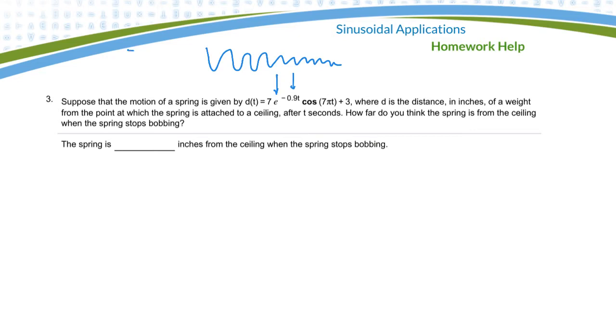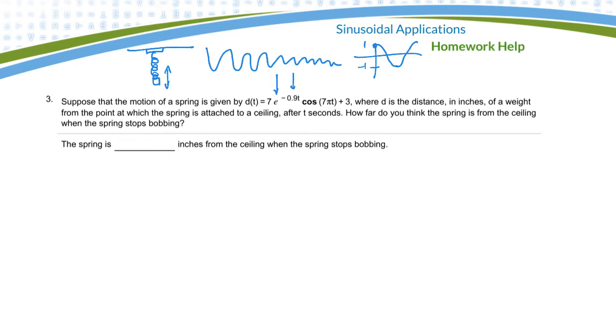So the question says, how far do you think the spring is from the ceiling when the spring stops bobbing? So they have a ceiling and they have the spring right there, and there must be something on the bottom of it. There's a weight, and they let that bounce up and down until it stops. And they ask how far from the ceiling is the spring when it stops. When I take a look at this one, I'm having a hard time figuring that out. I guess it's a cos graph, so cos graphs start at 1 and go down to a -1 and then come back up.